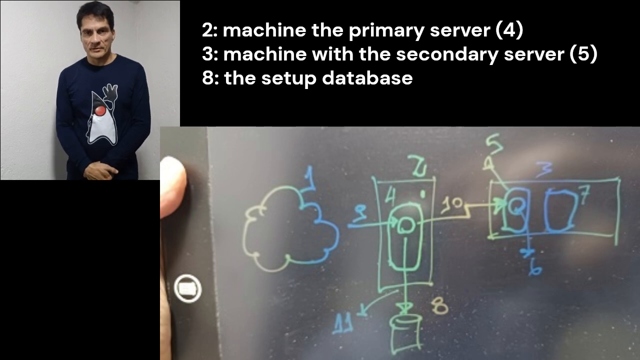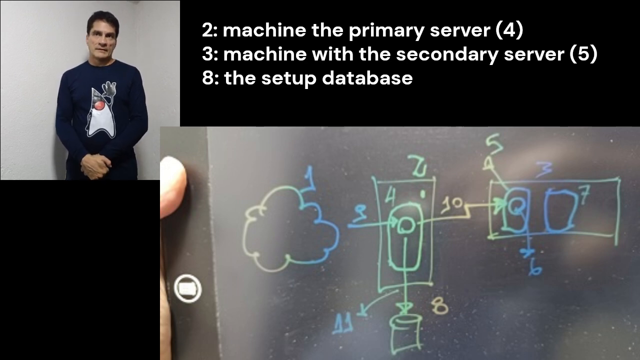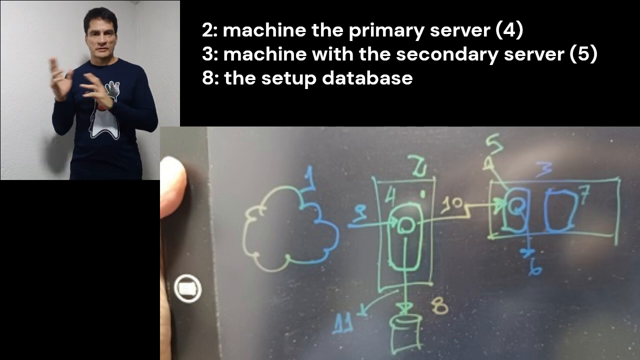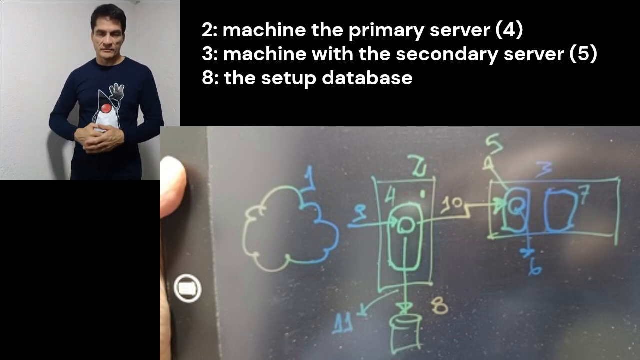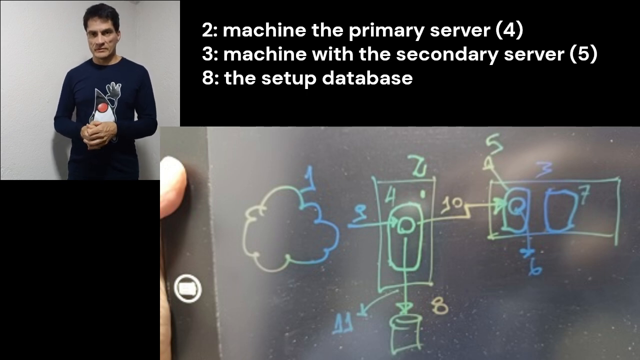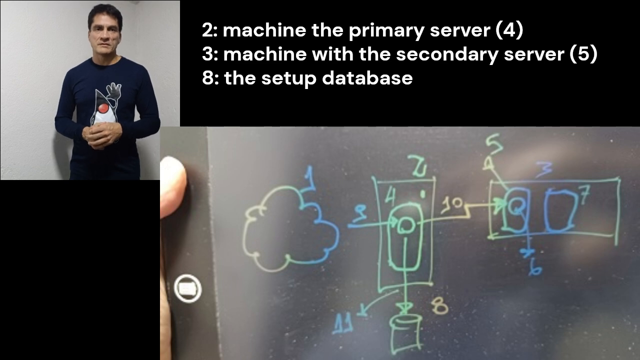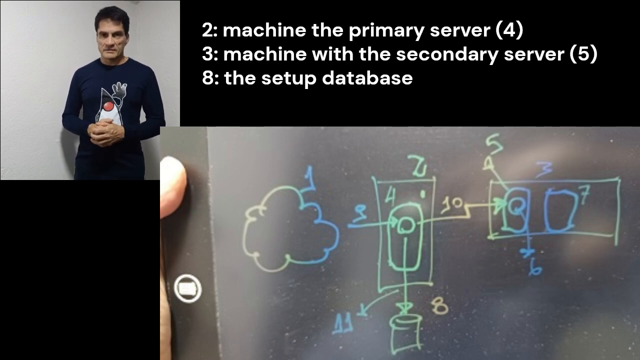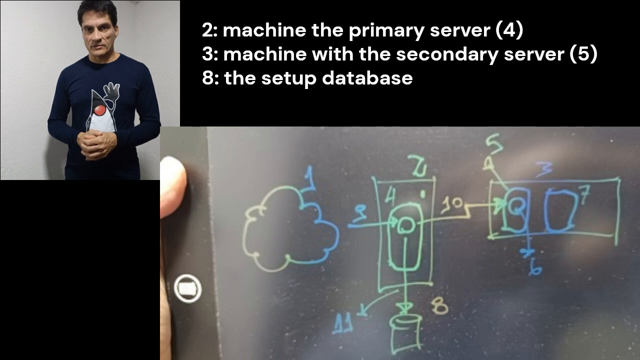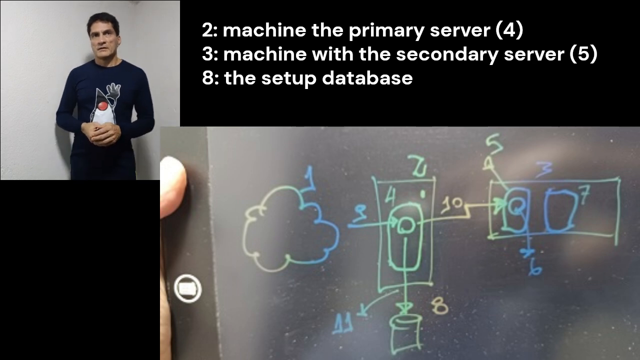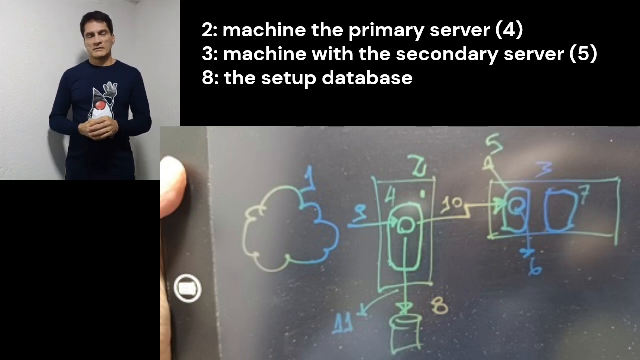So you have the primary server, and this primary server communicates with a set of machines. These machines can be physical or virtual, and each one of them runs one Tomcat that is the secondary server, and this secondary server is hosting the ClusterJ Node Management API.